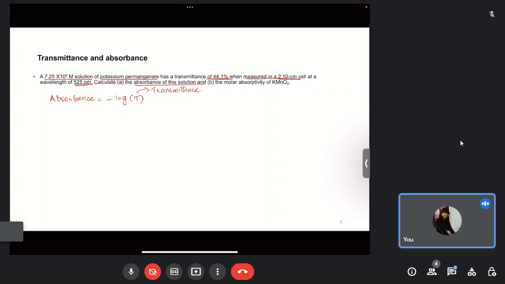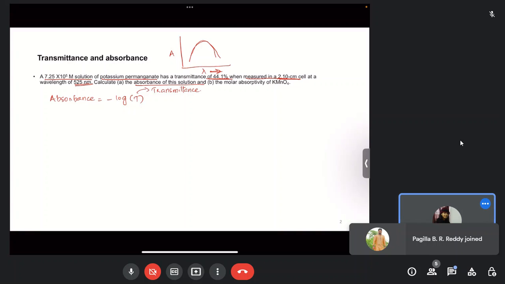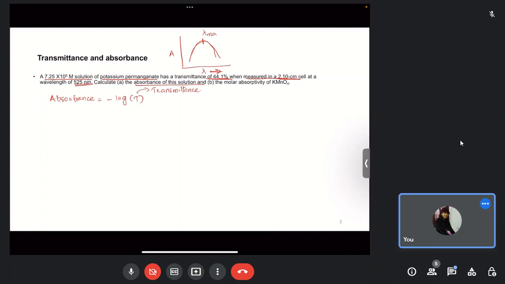So where do we in general measure the absorbance for estimating the concentration? If you have an absorption spectrum of any chromophore, with the x-axis being the wavelength, lambda, and the y-axis being the absorbance, then for a chromophore whose absorption spectrum looks like this, we in general measure the concentration at the absorption maximum, which is lambda max.